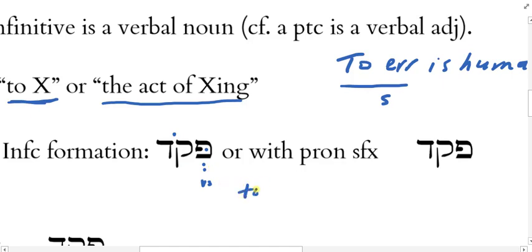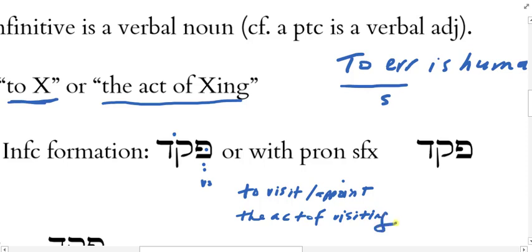Vocal shva under root 1, holem with root 2. You could translate this as to visit, appoint, or what's another way to translate this? Yes, the act of visiting or appointing. Okay, great. Now, we do have a little bit of a problem here because the form pakod also looks like something else you've learned, doesn't it? What else have you met that looks just like this? The imperative. The Qal imperative, second masculine singular, looks the same here.